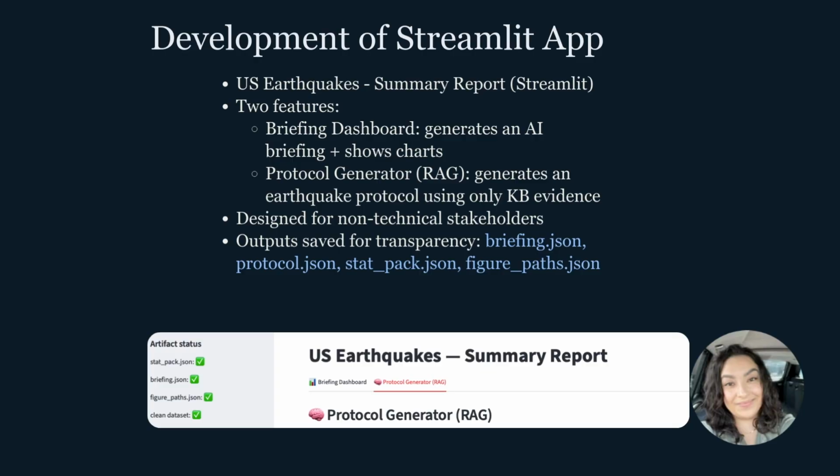So on this first slide, I wanted to talk about the development of the Streamlit app. The app has two main tabs. The first is the briefing dashboard, which generates an executive style earthquake activity briefing, and it also displays our charts. The second is a protocol generator using RAG, retrieval augmented generation, and that is where the model is forced to use only evidence from the local knowledge base files. The app also saves key outputs like briefing.json, protocol.json, and the stat pack, so we can track exactly what the model saw and produced.